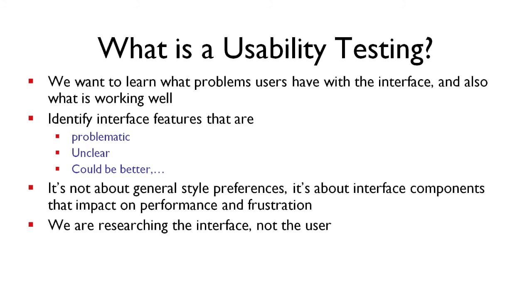So you want to identify features that are problematic, that are unclear. So if you design, I don't know, a new button layout, is it clear for the user where they would press, or how they can proceed to a new screen, for example?